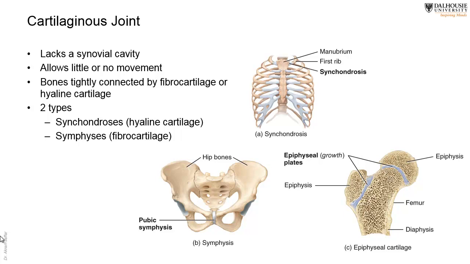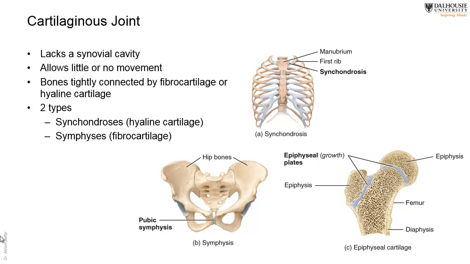The second type of joints, according to the type of material that is present between the articular surfaces, are the cartilaginous joints. Again, there is no cavity in these joints, and they might allow some movement or no movement at all. So an example here, again, is the ribs and the costal cartilage. There is no movement here at all. Another example are the epiphyseal plates.